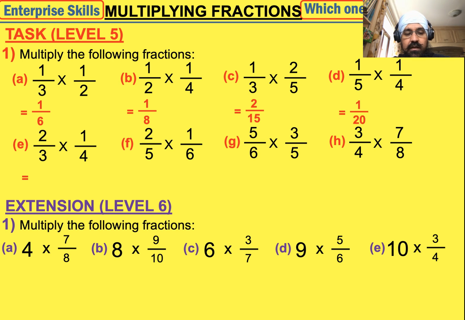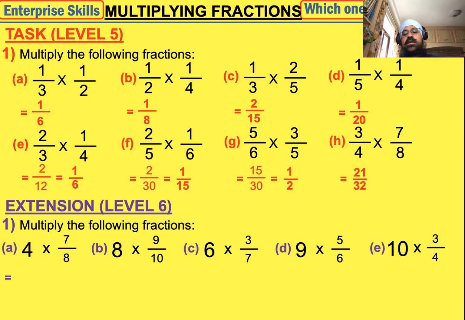2 over 12 can be simplified. Does anybody know how it can be simplified? Because 2 comes in the 2 times table, and 12 comes in the 2 times table, so it will become 1 over 6. Okay, 2 over 30, that can be simplified because 2 times 15 is 30, so 1 over 15. That can be simplified too. So hopefully you've got these answers correct. If you found them slightly tricky, then please let me know, and I will go through it again with you individually. I can do that.